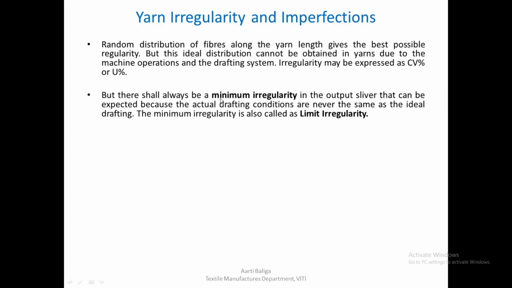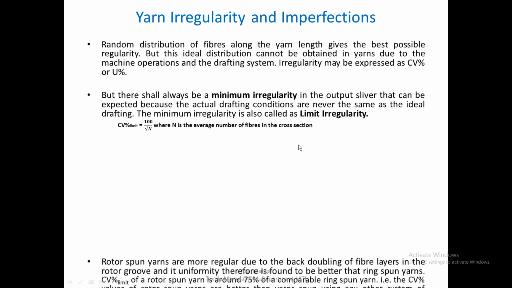But because of these reasons, which we just cannot avoid, there will always be some minimum irregularity in the output sliver or yarn that can be expected, because the actual drafting conditions are never the same as the ideal drafting. Since we cannot reach the perfect ideal drafting, there is always going to be some minimum irregularity in the output material, and this irregularity is called limit irregularity. The formula for this is CV limit is equal to 100 upon root n, where n is the average number of fibers in the cross section.